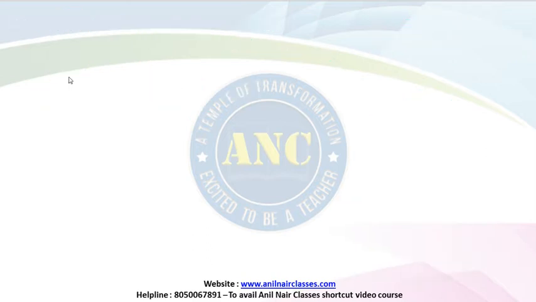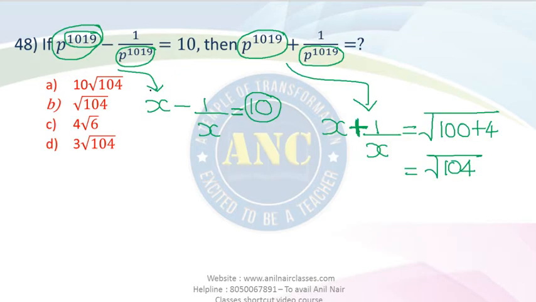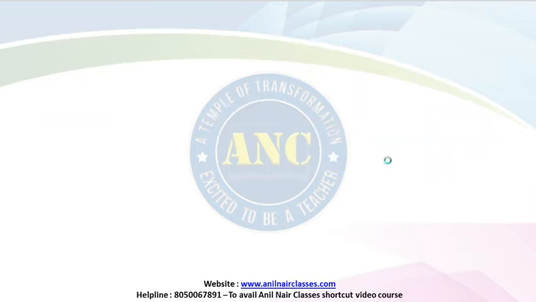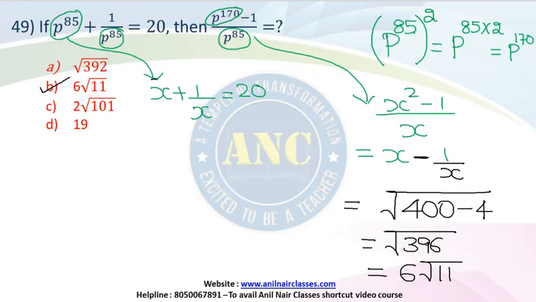Now if you observe carefully, question number 48 is directly asking x minus 1 by x given x plus 1 by x. Similarly, question number 49 is also the same: x plus 1 by x is given, x minus 1 by x is how much. But instead of asking directly, they put in some bigger numbers to make you a little confused. That is the only thing they are trying to do.